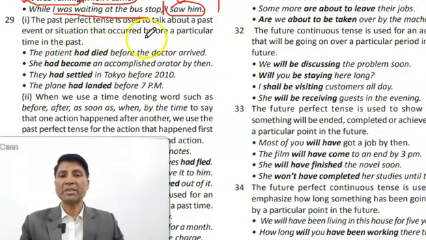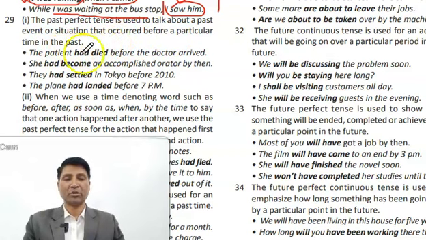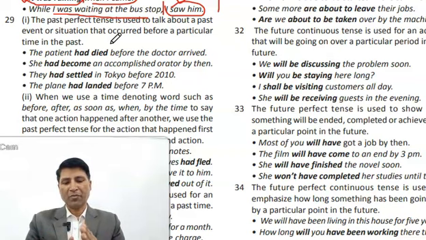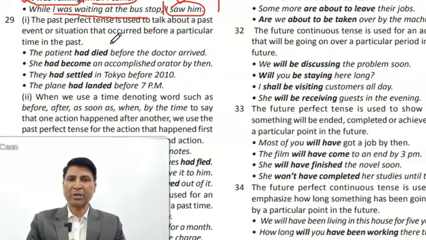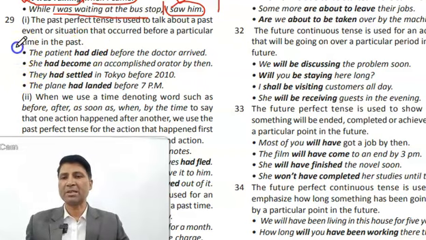The past perfect tense is used to talk about a past event or situation that occurred before a time in the past. What does it mean? Let me put it in simple words. According to this rule, we are talking about two actions in the past. First action, second action. First action is completed, then the other action begins. I repeat this sentence. The first action is completed, then the other action begins. So for the first action, we use the past perfect tense, and for the second, we use the simple past tense. Let us understand this concept with the help of these examples given.